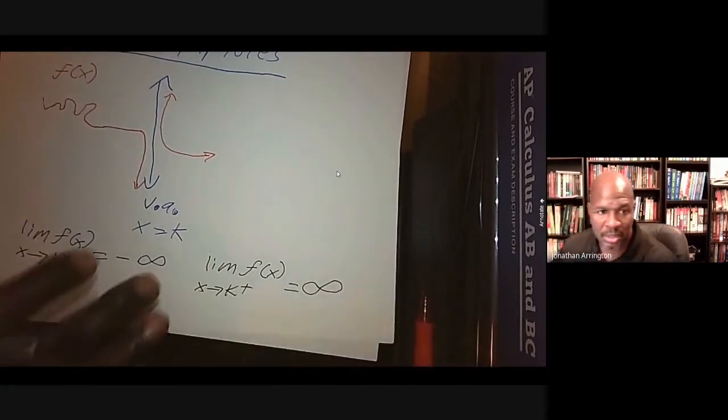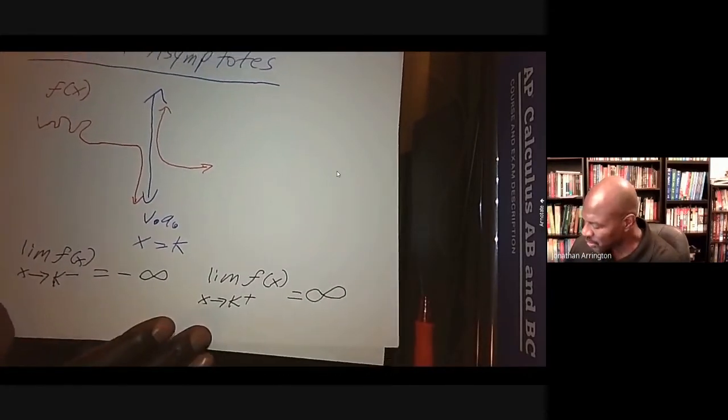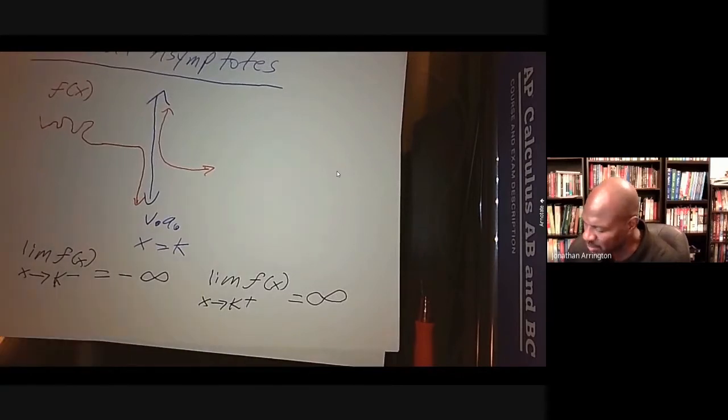Now, I submit to you today that when you have a vertical asymptote, every time the function goes towards that vertical asymptote, it's going to shoot straight up towards infinity or straight down towards negative infinity.